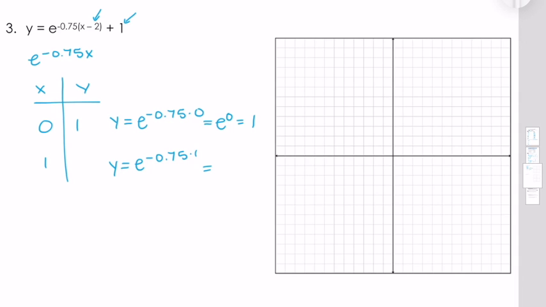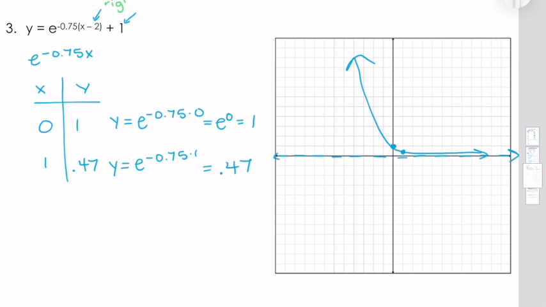You'll notice since the r value is negative 0.75, our graph is not going to go up from left to right, it's going to go down. So I have 0, 1, and 1.47. I have my asymptote at the x-axis. And then I'm going to draw a smooth curve through those. So from left to right, this time it is going down.